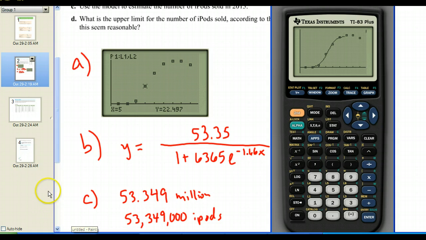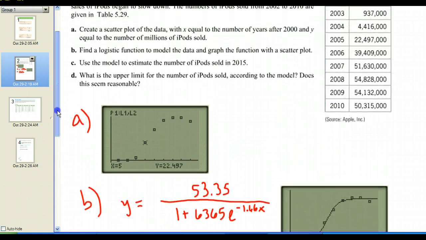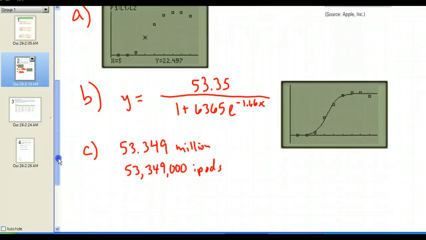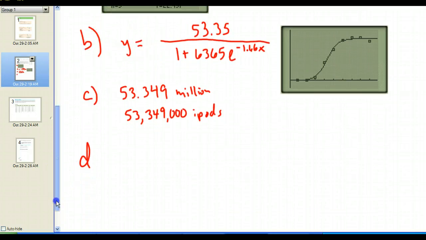Alright, part D says, what is the upper limit for the number of iPods sold according to the model? Remember, the upper limit is C, whatever C is. So the upper limit, according to the model, is 53.35.